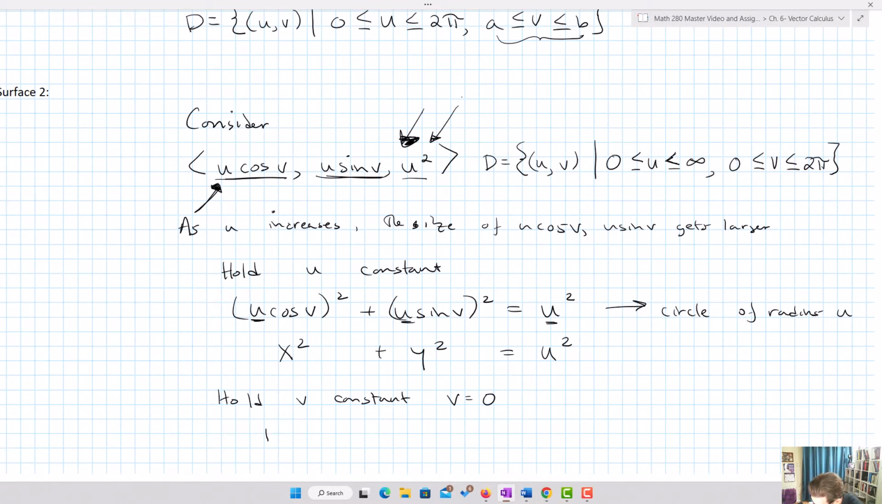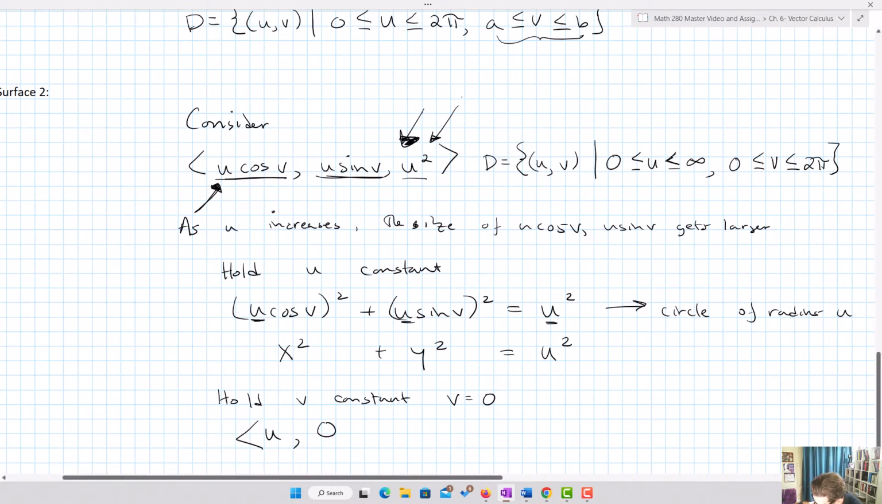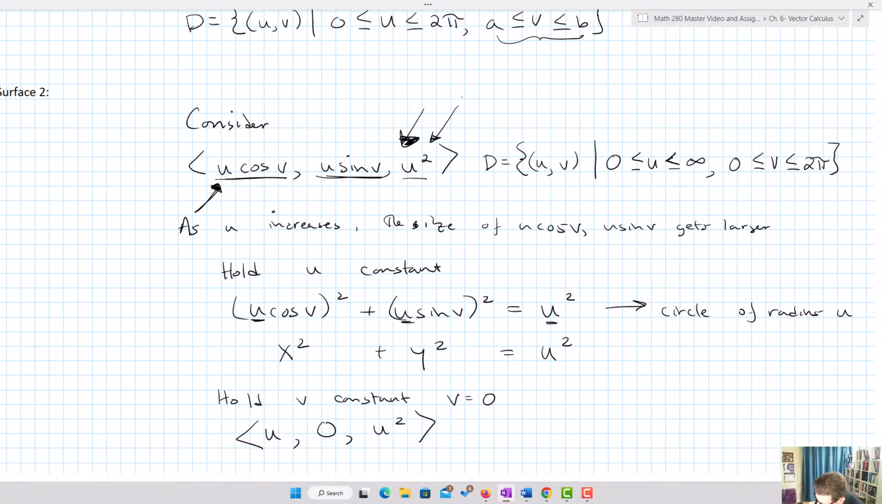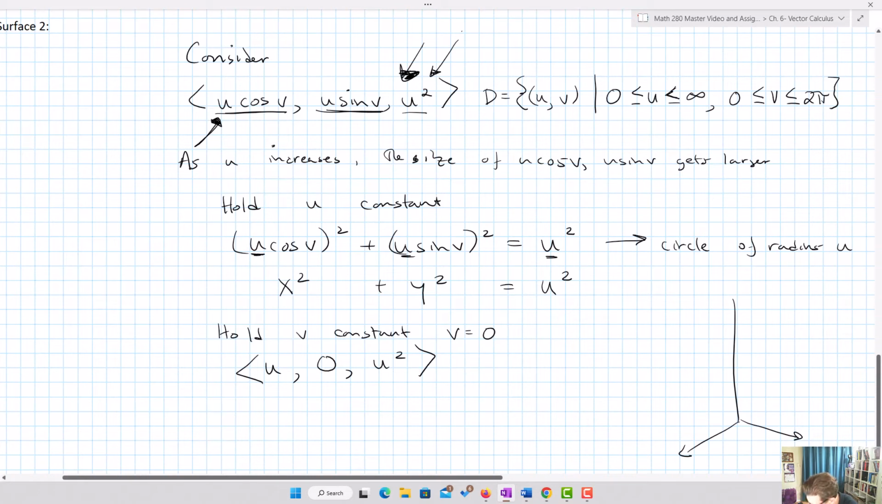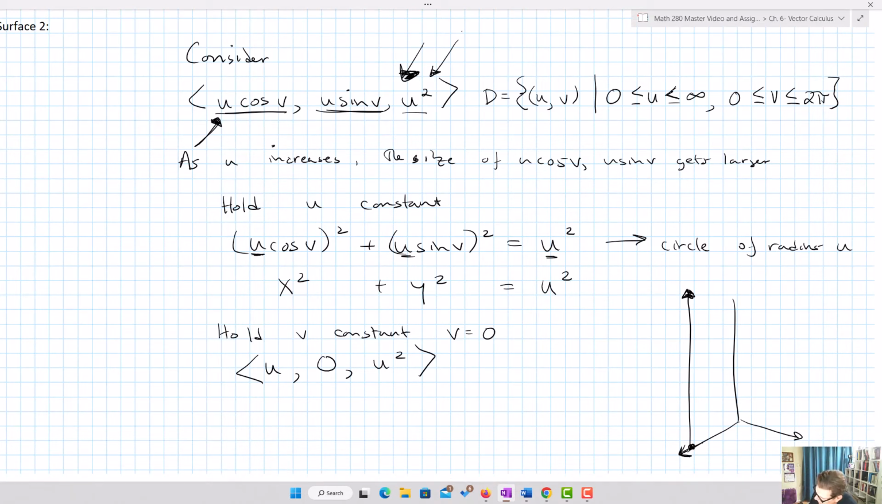What we'll get is u, 0, and then u squared. So what we're going to get here is a line, and I can draw this in space. Let's assume that u is positive for the sake of this. We're going to get u, and it's going to be all the positive values of u going upward, whatever u actually might happen to be. And then at some point, there'll be a circle of radius u at the point u.